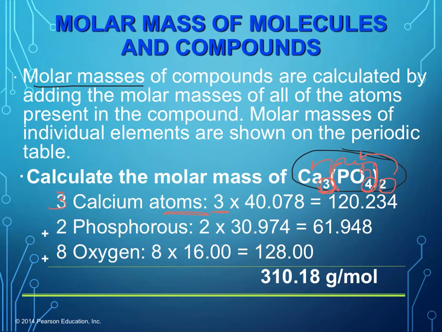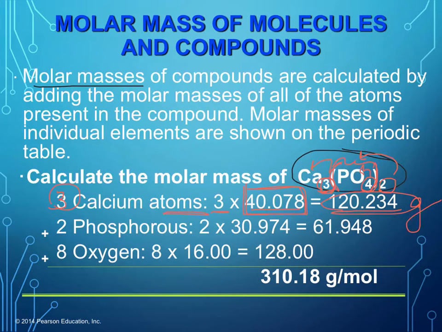So 3 calcium atoms, on a periodic table, if you look at the bottom of the calcium box, you'll see a number there, 40.078. That is the mass of a calcium atom. So if we multiply that by 3, we get that calcium contributes 120.234 grams.